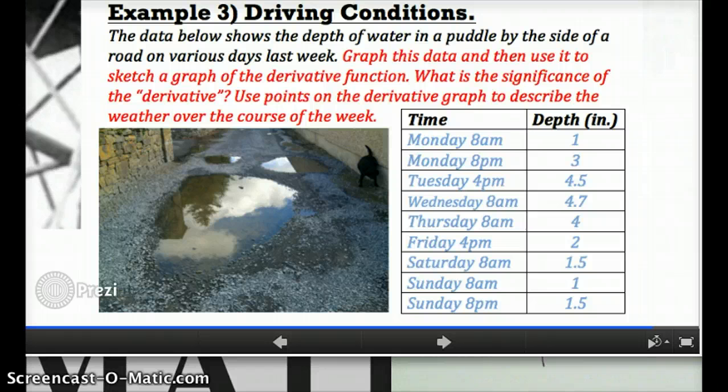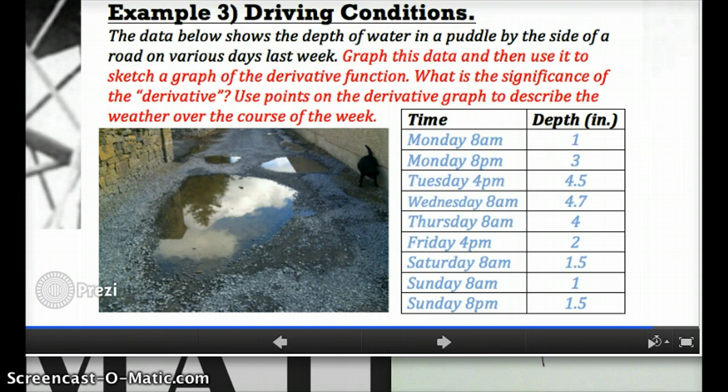The data below shows the depth of water in a puddle by the side of a road on various days last week. We're going to graph this data, and then we're going to graph the derivative of this data. And then we'll use the two graphs to A, explain what the weather was over the course of the week, and B, to understand what the derivative is really telling us.